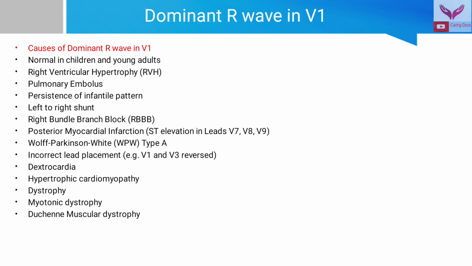The dominant R wave in V1 may be normal in children and young adults. It is also seen in right ventricular hypertrophy, pulmonary embolism, persistence of infantile pattern, left to right shunt, right bundle branch block, posterior myocardial infarction, Wolff-Parkinson-White syndrome type A, incorrect lead placement, that is V1 and V3 reversed, dextrocardia, hypertrophic cardiomyopathy, and dystrophies such as myotonic dystrophy and Duchenne muscular dystrophy.